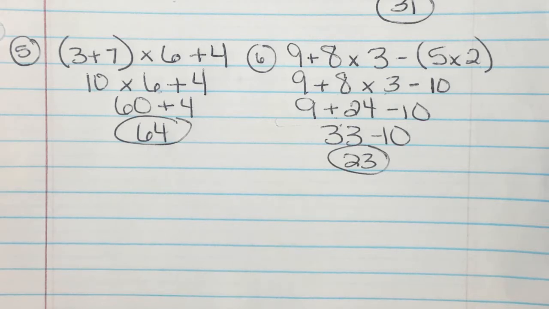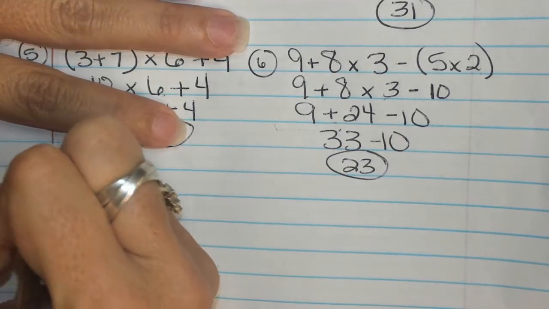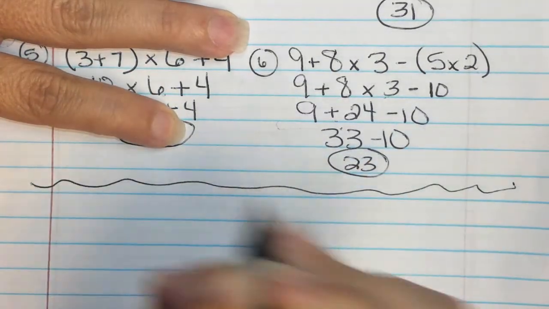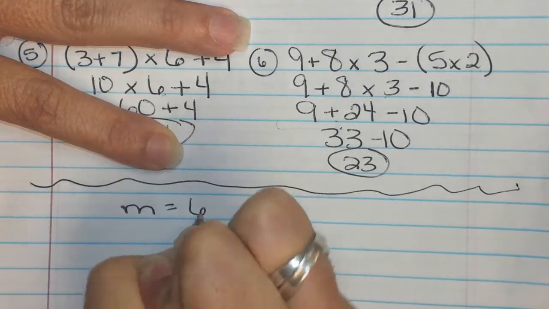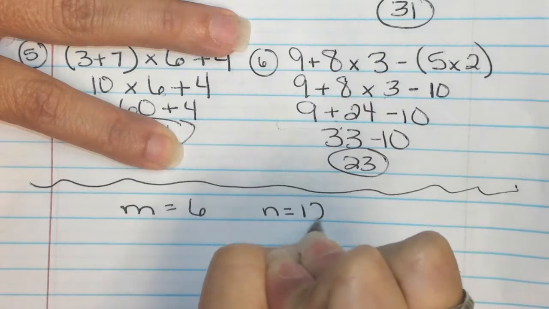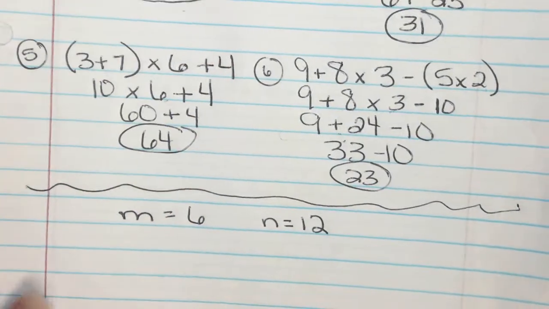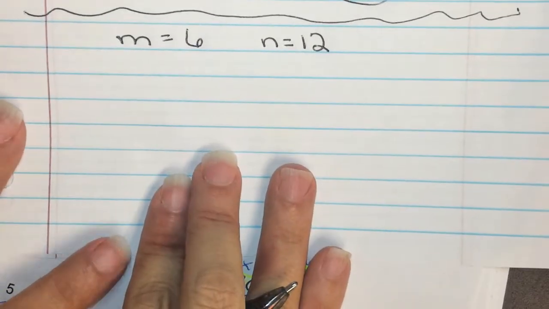Okay. Now, to be honest, go into the next section. This is where we evaluate the expression. Nothing really changes, except they tell me that m equals 6 and n equals 12. Now, I'm just kind of writing that for my sake.